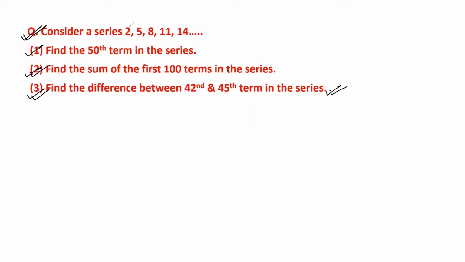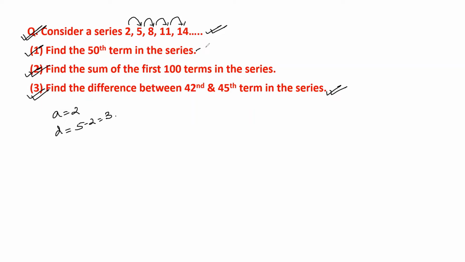First, if we notice, the difference between any two consecutive terms in this series is same, which is 3. Because 5 minus 2 is 3, 8 minus 5 is 3, 11 minus 8 is 3, and so on. So this series is an AP series, where the first term A is 2, and the common difference D is 5 minus 2, that is 3.